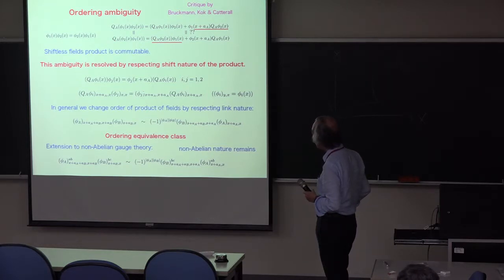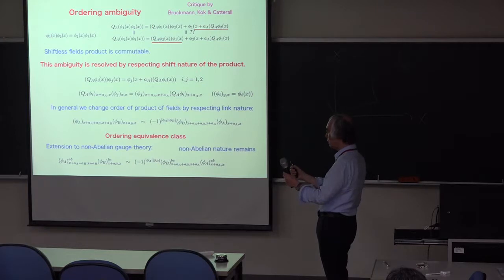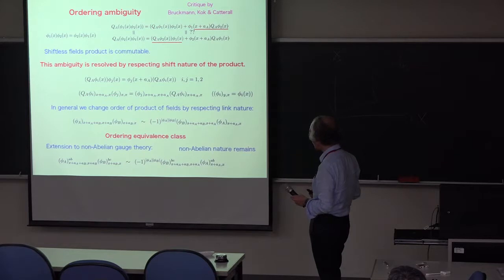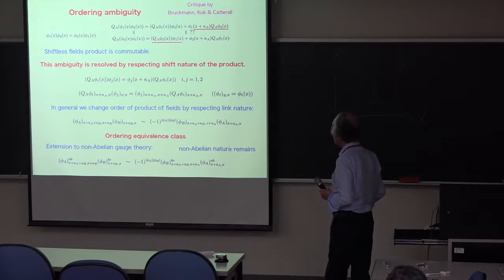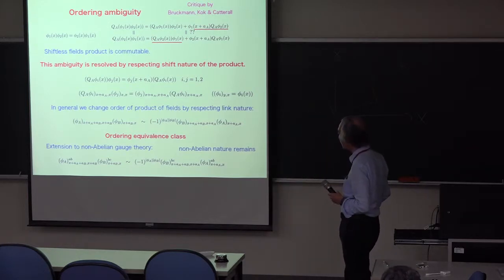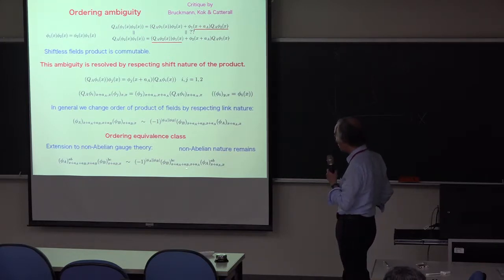So we identify these two terms, which means that we can just interchange the product of the fields, taking care of the ordering of the shift. And that is one interpretation. So we call it ordering equivalence class. But when we extend it to the Noetherian case, the shifting part can be interchanged in this way, but the non-abelian nature still remains.